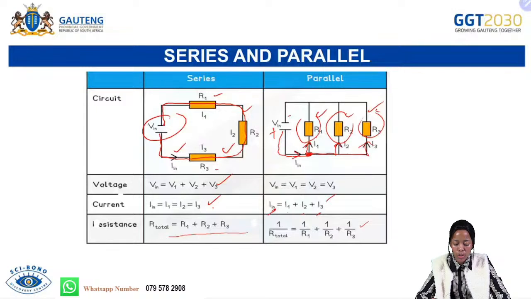Then you need to make sure that you know how to use the formula. So with the formula for parallel, it will be 1 over R total is equal to 1 over R1 plus 1 over R2 plus 1 over R3.